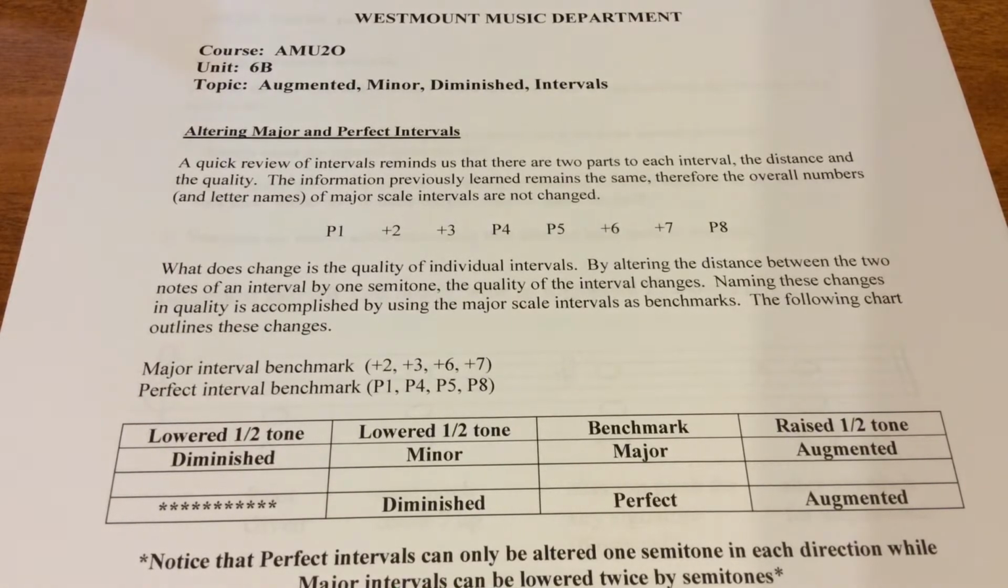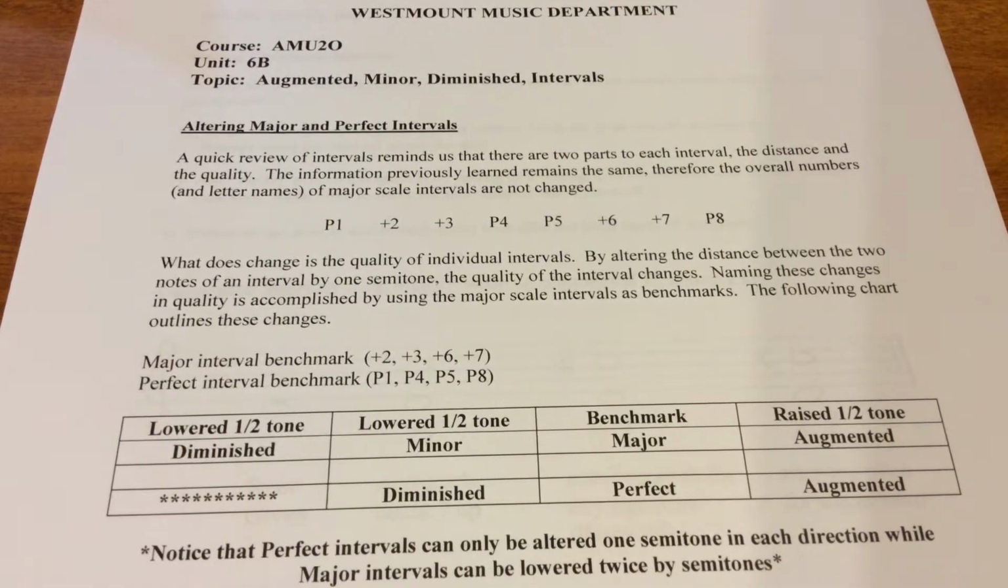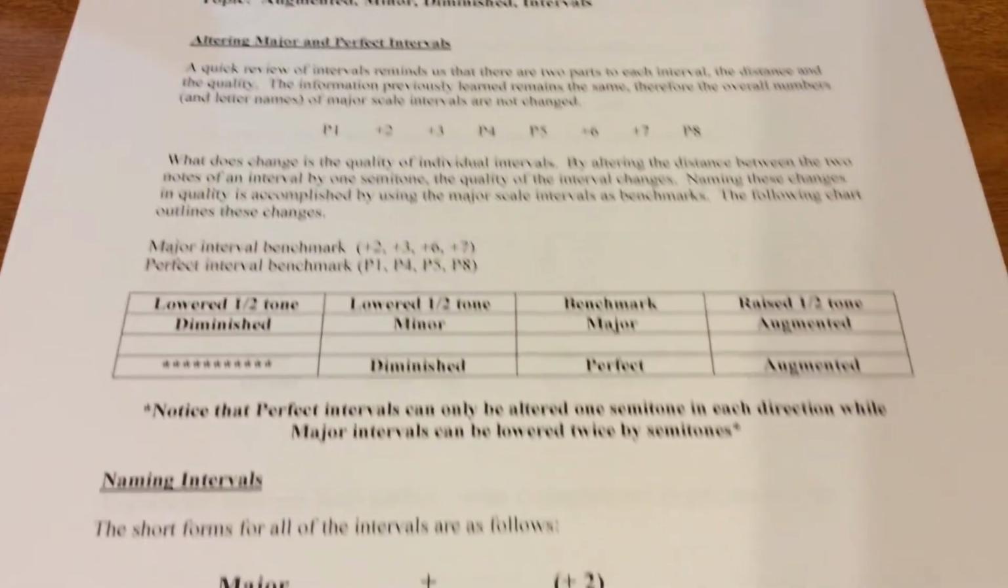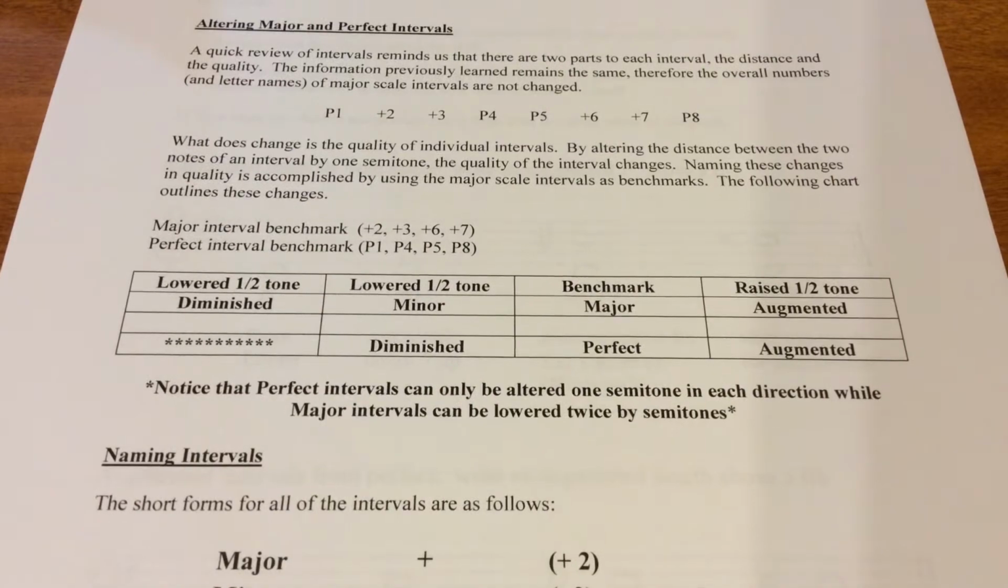So we have distance and we have quality. Distance being the number, quality being what precedes that number. So up until this point, it's either been a perfect or a major. And the information that we learned from last year remains the same. So the overall numbers and letter names of each major scale will not be changed. So you can see we have perfect first, fourth, fifth, and eighth, and 2, 3, 6, 7 are all major intervals.